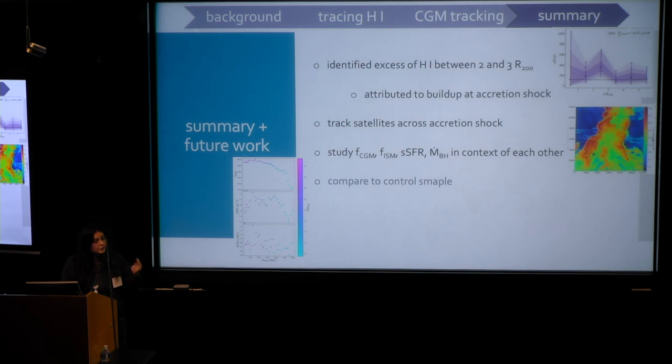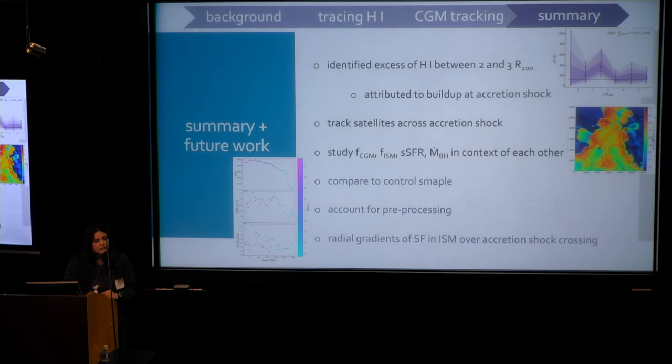Our future work is going to include identifying control samples, so galaxies that aren't encountering the accretion shock, for comparison, as well as accounting for pre-processing to make sure that there isn't an additional contributing factor to the quenching that's occurring. We will also potentially look at radial gradients of the star formation in the ISM when these subhalos are going through the accretion shock to see if there's anything interesting happening there.